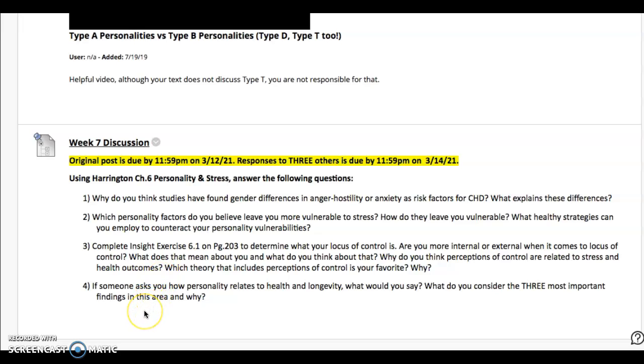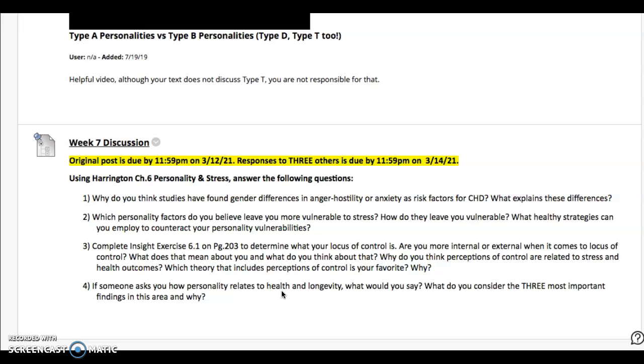And then lastly, if someone asks you how personality relates to health and longevity, health over the lifespan, what would you say? What do you consider the 3 most important findings in this area, and why? So when we look at someone's health over their lifespan, what do we know is linked to personality? Okay, and so you're explaining the research here in this area.